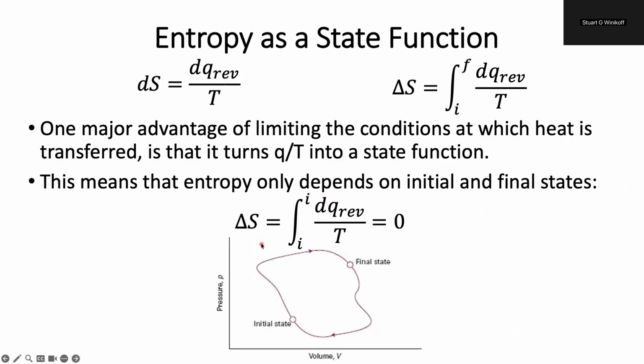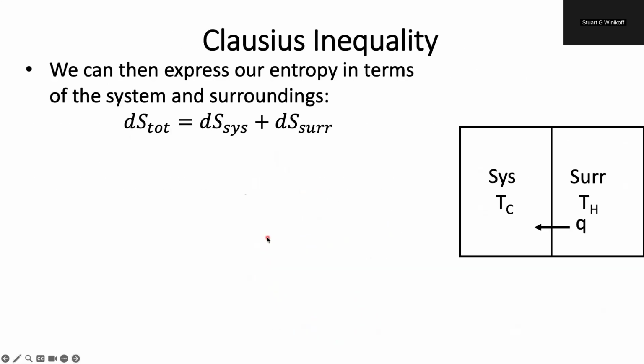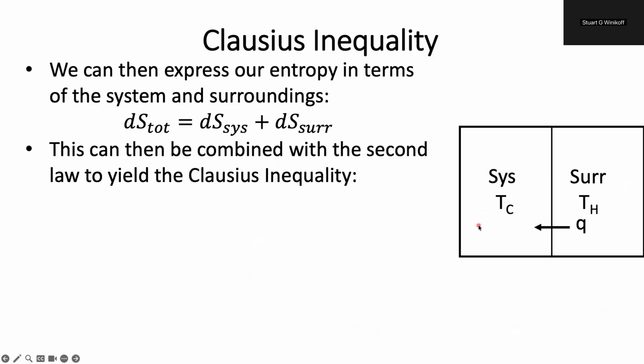And note this will specifically be for the system. So then we can use this to express our entropy in terms of both the system and the surroundings. When I heat the system, how much will I increase the entropy of the system, and how much will I decrease the entropy of the surroundings?